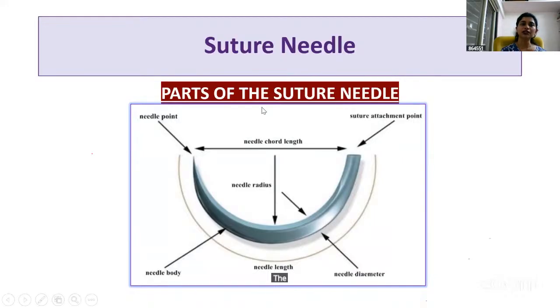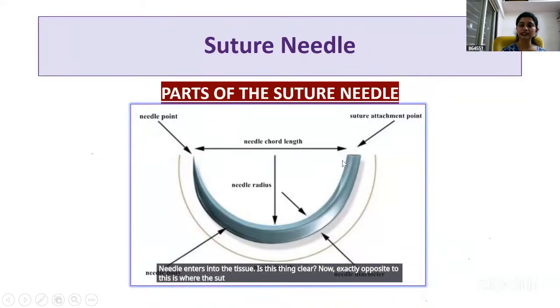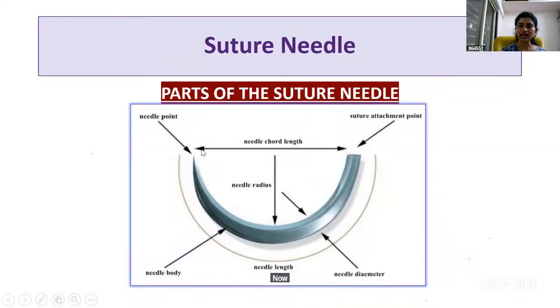The one given here is the needle point. This is the point from where the needle enters the tissue. Exactly opposite to this is where the suture material is attached, that is your suture attachment point. If I join a straight line between these two points, that becomes my needle cord. If I measure the length of that line, that becomes my needle cord length. In between the needle point and the suture attachment point is my needle body.